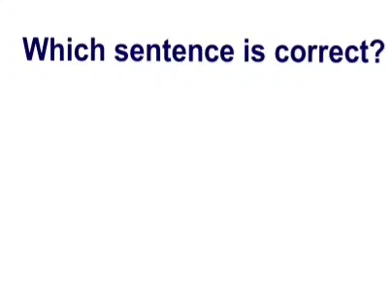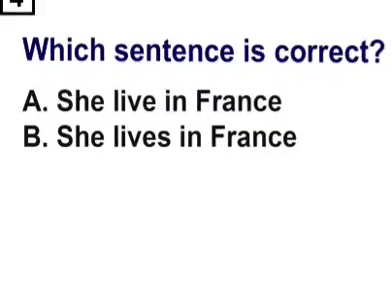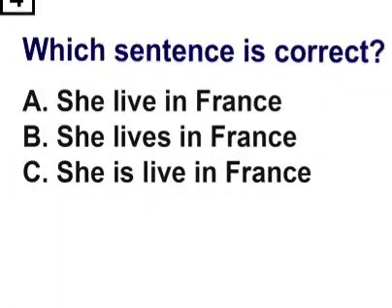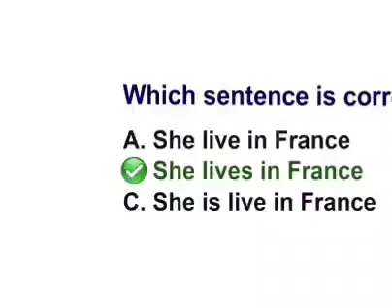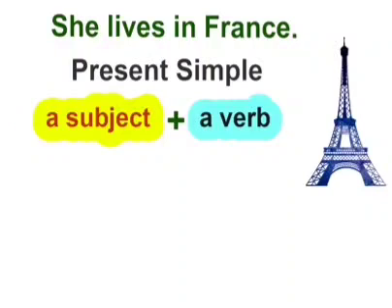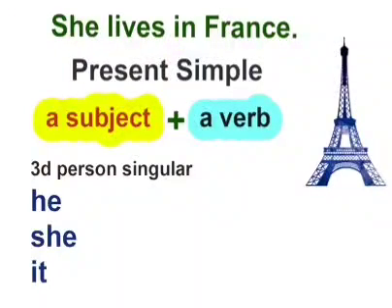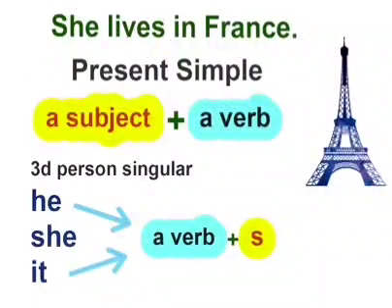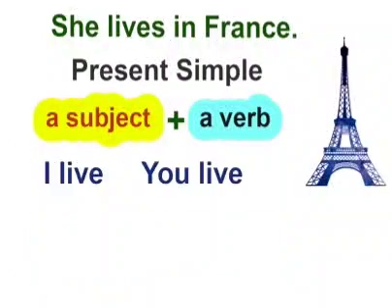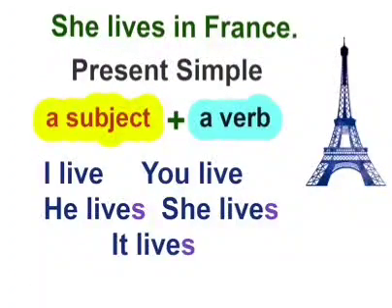The next question. Which one is correct? She lives in France. Or she is living in France. She lives in France. But why? Because this is the present simple tense. In present simple, we have a subject plus a verb. When the subject is in the third person singular, which is he, she, or it, the verb takes an S. So I live, you live, he lives, she lives, it lives.